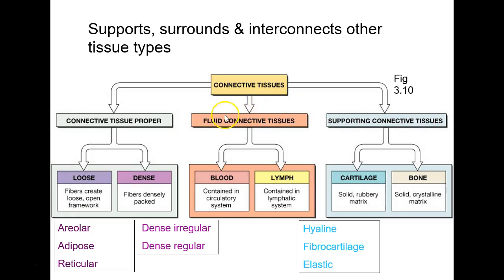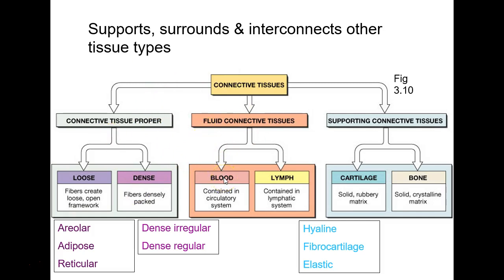Let's do the easy one first. So think about how I could ask a question. What are the three major categories of connective tissue? That would be connective tissue proper, fluid connective tissues, and supporting connective tissues. So fluid, easy: blood and lymph. Okay.